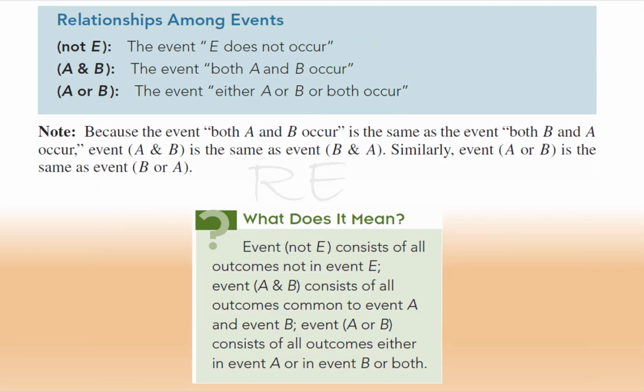Relationships among events. Not E means that the event E does not happen. A and B means that the event consists of the intersection of A and B. Both of them happen at the same time. And A or B means either one or both happen. So A and B is an intersection. A or B is a union.